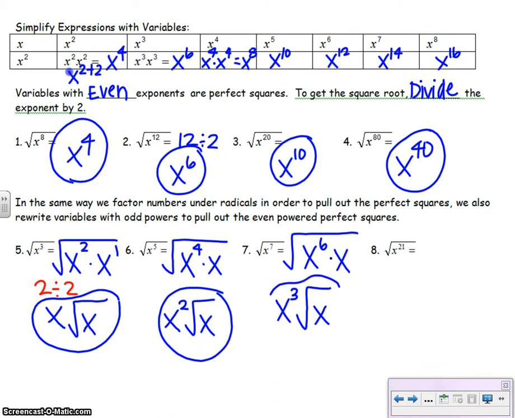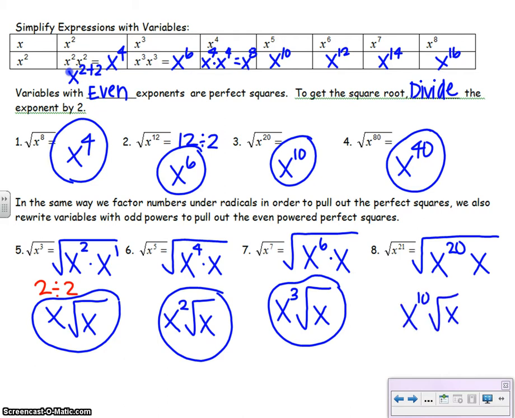Now hopefully we're seeing a pattern here, that to take the square root of all these odd exponents, we're always going to leave an x to the first. So x to the 20th times x to the first, and then we'll have x to the 10th square root of x.